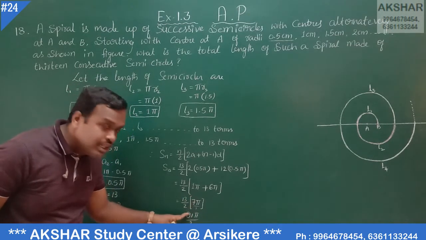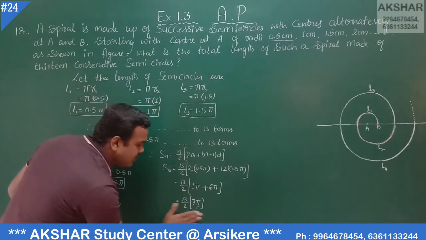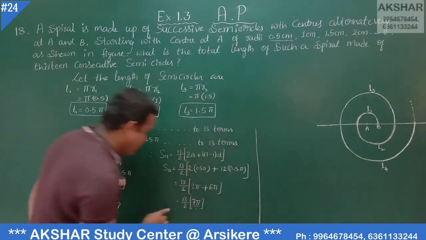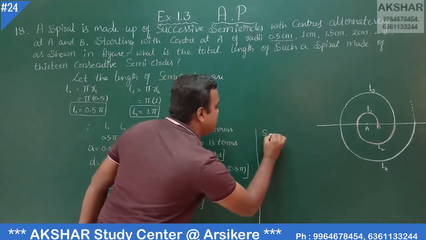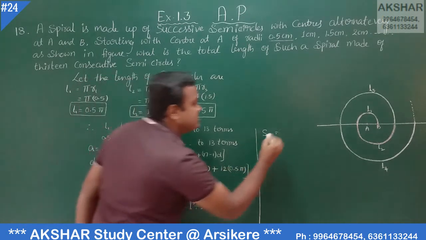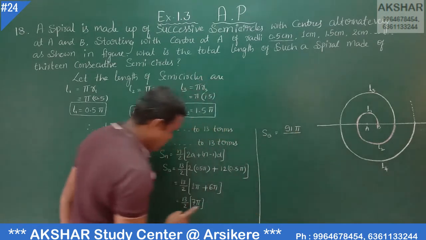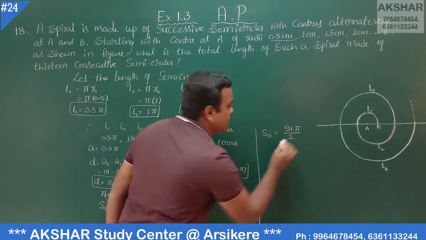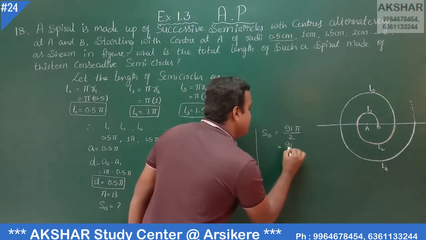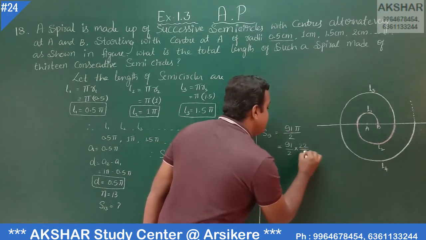Numerator multiply to numerator, denominator multiply to denominator. Okay, I will write here. See, on multiplication, I will get like this. Therefore, S13, which is equal to numerator multiply to numerator, 13 sevens are how much? 91 pi divided by 2 ones are 2. Okay, now we'll simplify further here, which is equal to 91 divided by 2 into, I'll substitute the pi value, that is 22 divided by 7.